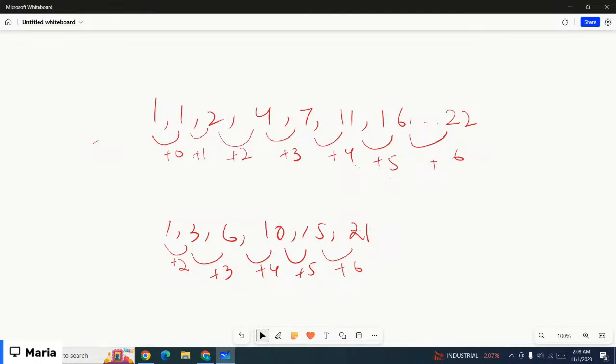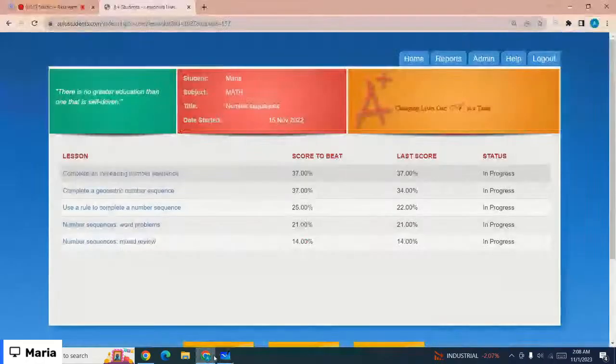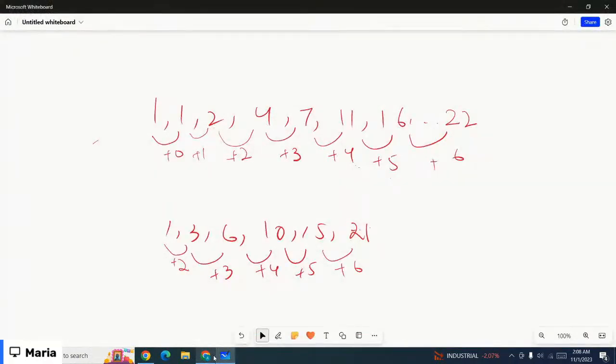So the next number in the sequence is, you need to add 15 plus 6, and the next number would be 21, right? So we're working on the lesson that is complete an increasing number sequence, right? So the number sequences are increasing. So basically, sequences like these, they are the arithmetic sequences, right? For the arithmetic sequences, you have to add or subtract every time to find the next number, right?